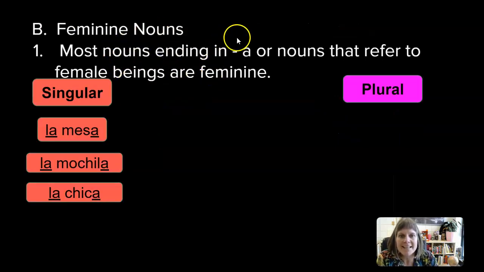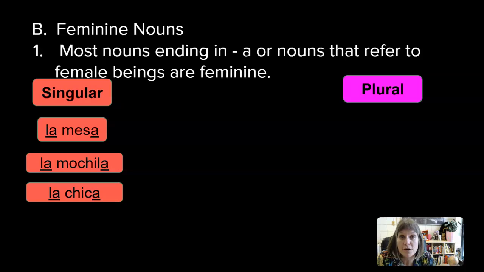Most nouns ending in A are nouns that refer to female beings. So I just told you words that end in MA, TA, and PA are masculine. This is where it's complicated. There are always rules, but there are always exceptions to rules. And that's why Spanish can be un poco complicado, pero no pasa nada. No big deal. So most nouns that end in A are feminine.